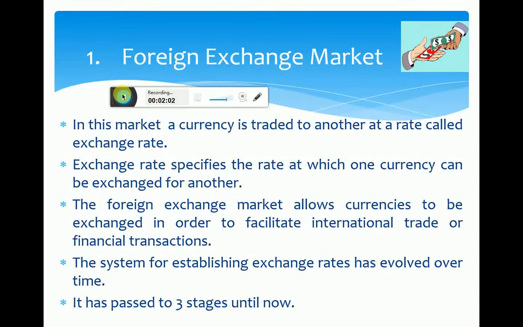So basically, what is the exchange rate? Exchange rate is a rate at which one currency can be exchanged for another currency. The foreign exchange market allows currencies to be exchanged in order to facilitate international trade or financial transactions.